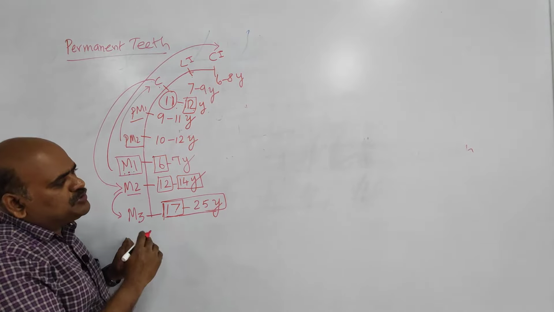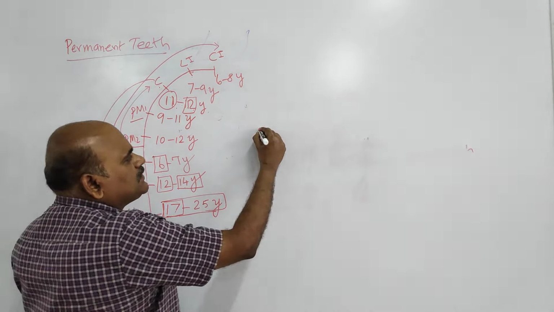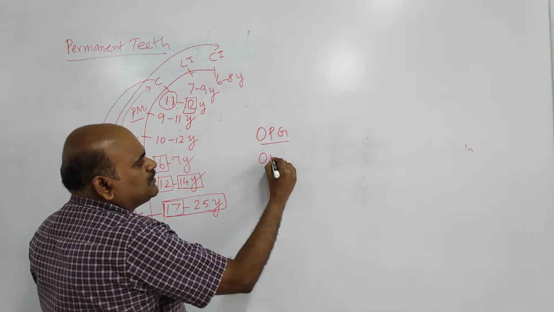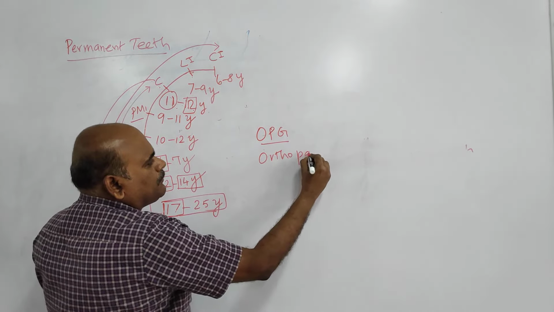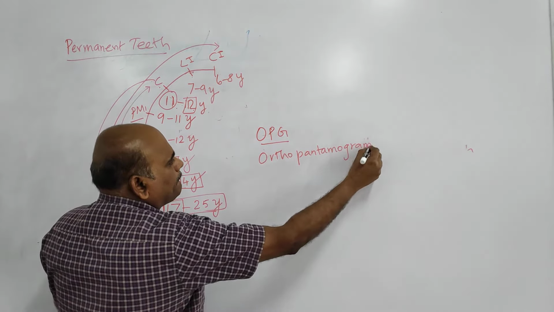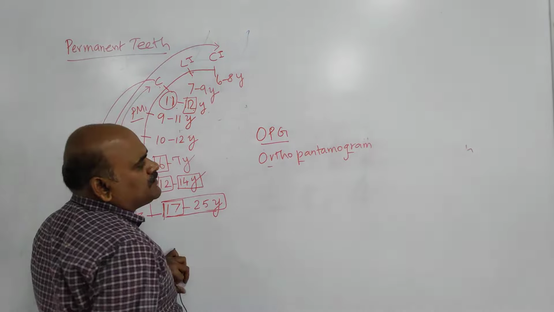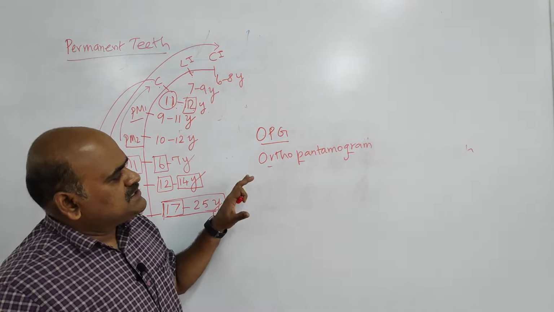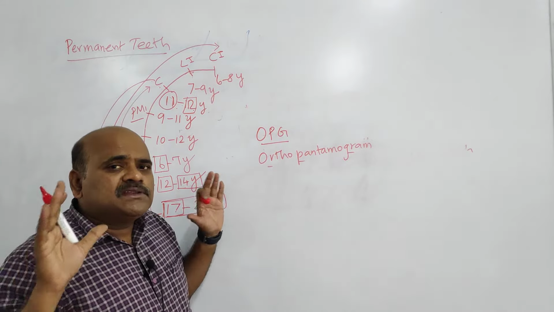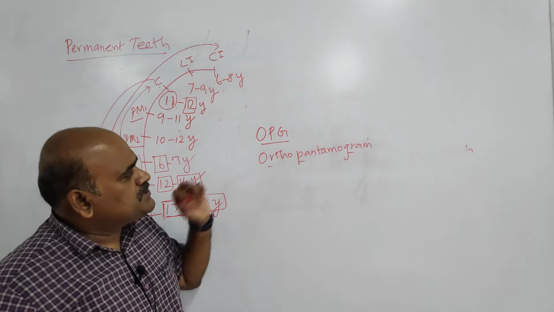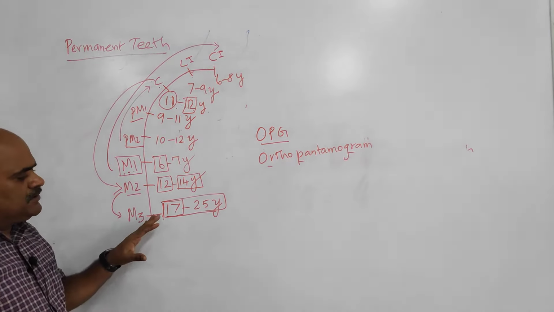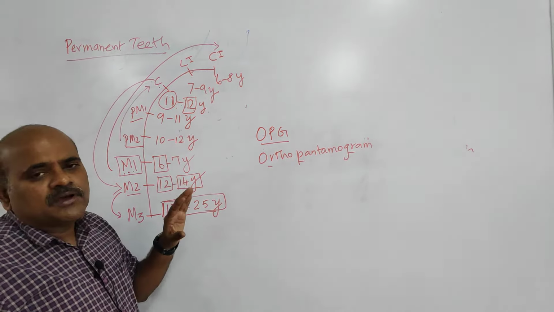That impacted wisdom tooth has to be confirmed by taking an X-ray, OPG, which is called orthopantomogram. OPG is a single X-ray film showing all the teeth. We get a panoramic view of all the teeth in a single X-ray film, that is called OPG. That is to confirm whether the impacted wisdom teeth are there or not.